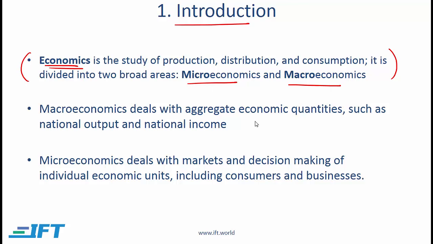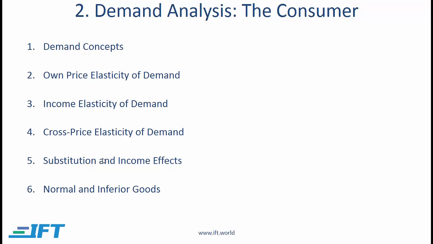Macroeconomics deals with aggregate economic quantities such as national output and national income. So terms such as gross domestic product will be used in macroeconomics. Microeconomics deals with markets and decision making of individual economic units, which includes consumers and businesses or firms. And this reading is a microeconomics reading. So let's start with section 2, demand analysis. This is a fairly long section and it has 6 subsections which are shown over here.